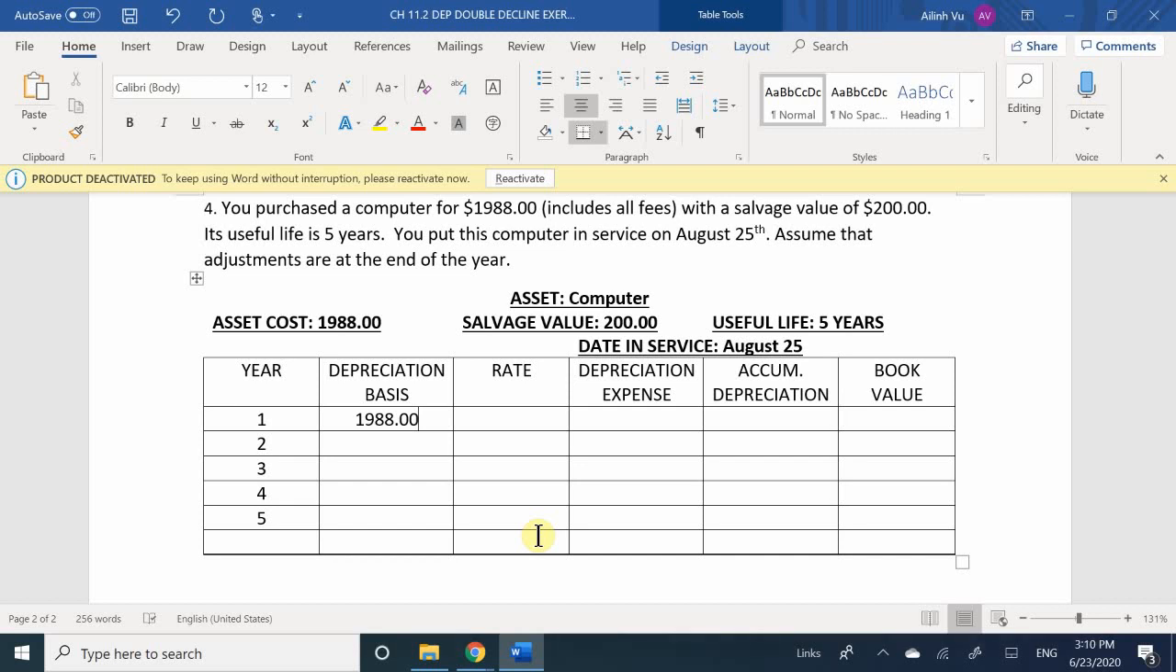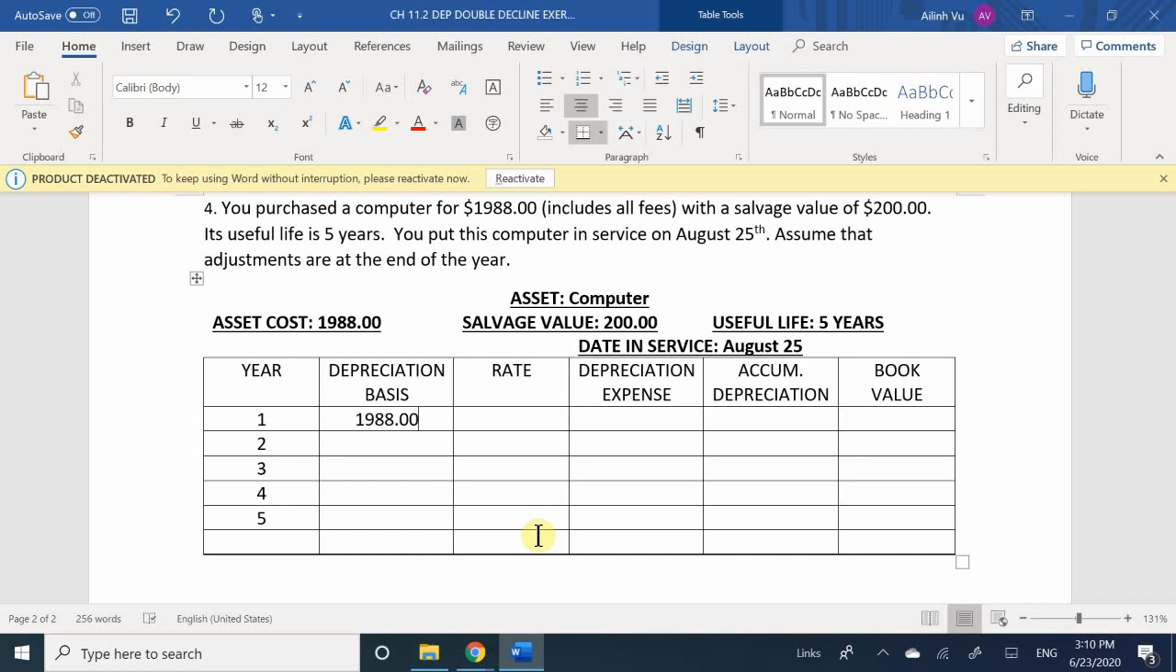Cost of asset minus accumulated depreciation. Yes, and in this case we're just starting brand new. We have no accumulated depreciation, so asset cost minus 0 is going to give you 1988, because that's how much it costs. Okay? So be careful. That's why I wanted to show you the separate ones. You need to recognize what depreciation method you are using so you know which formulas to use, okay?